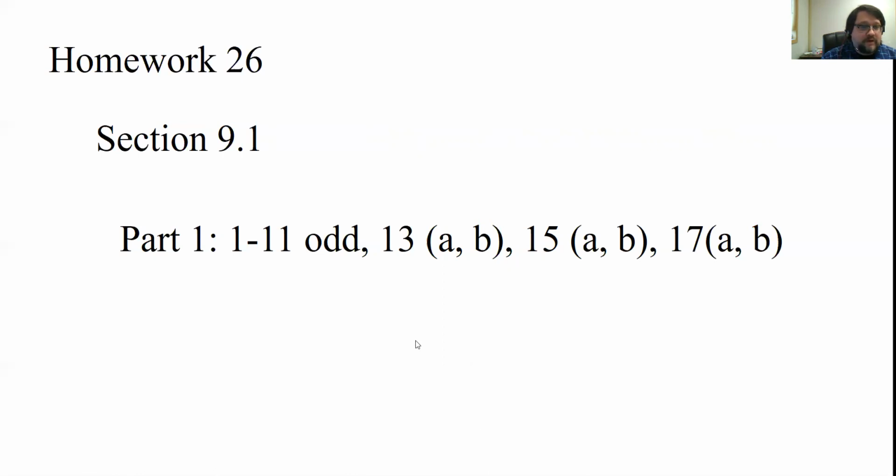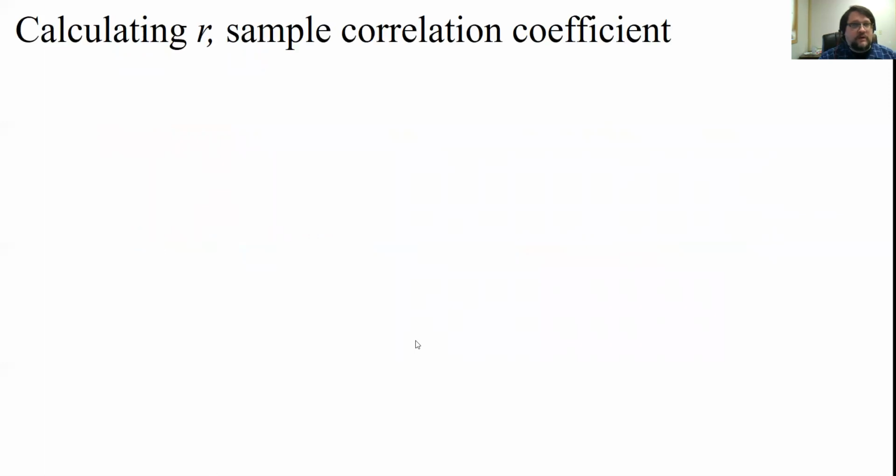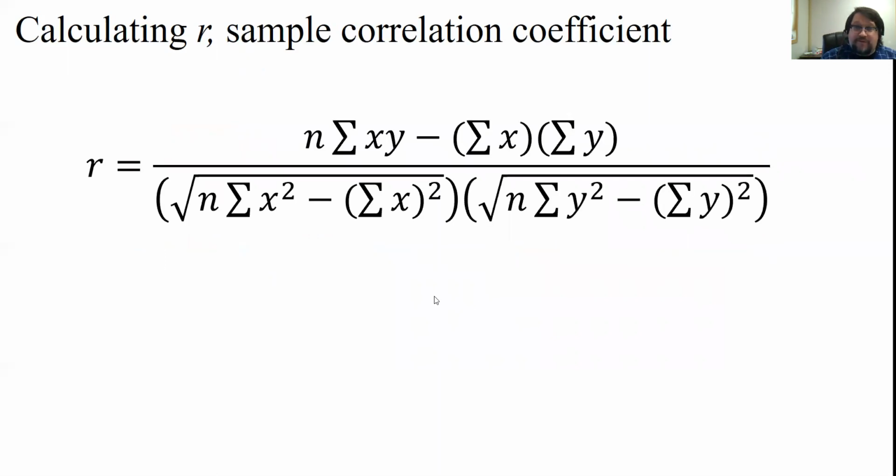Okay, so we're going to calculate the R value. Calculating the R value for the sample correlation coefficient involves this formula. So it's a little fun. All right, so let's look at what the different things are in this. N is the sample size, right? So let me label these. This is the sample size. And you can see there's another N here and another N here.